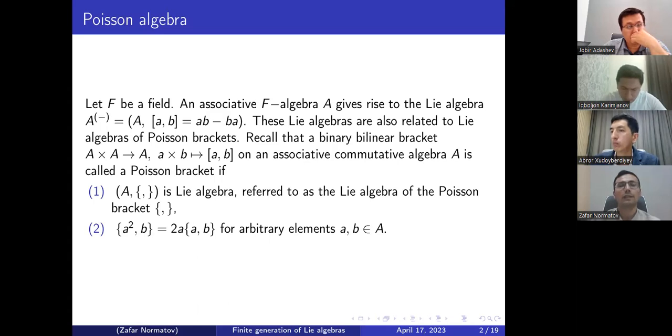For the Leibniz rule, just take A as the sum of two elements. Then you use this property. You take the original Leibniz rule. You understand?